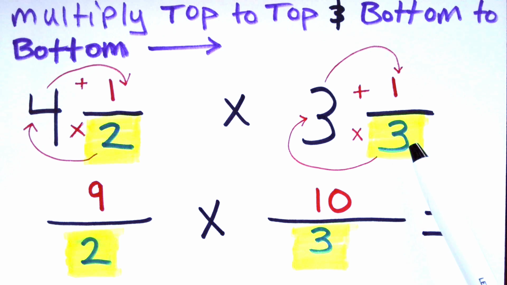Same with the other one. So 3 times 3 is 9. 9 plus 1 is 10. That's my new numerator, or top part of the fraction. The denominator of 3 stays the same.